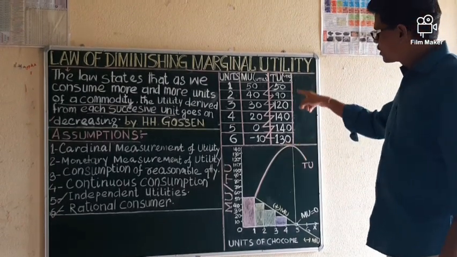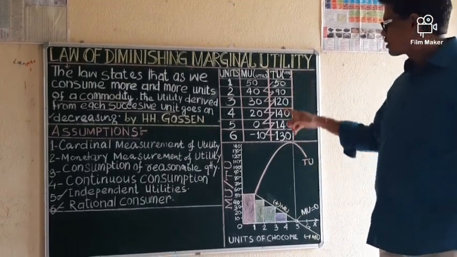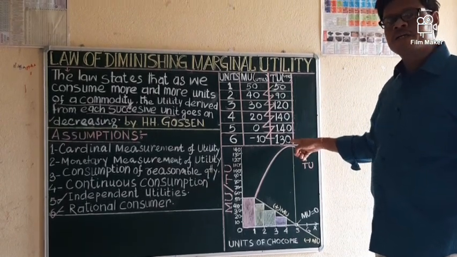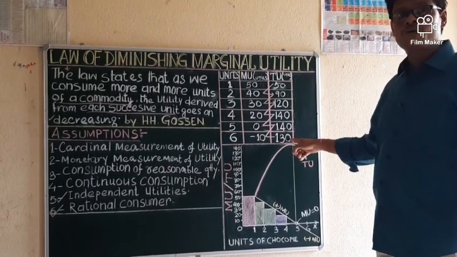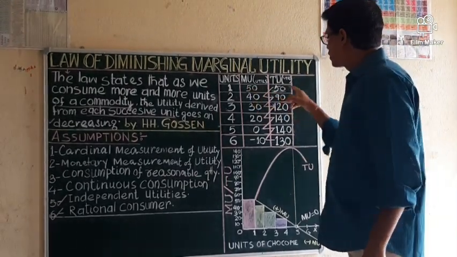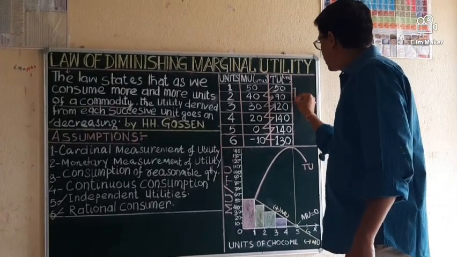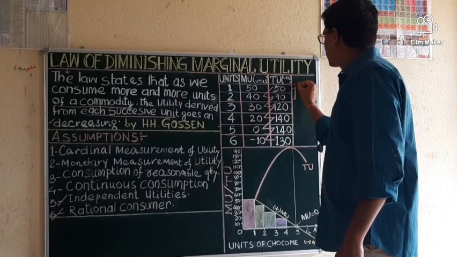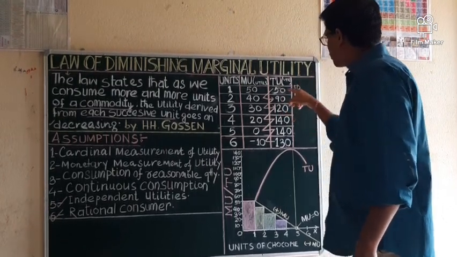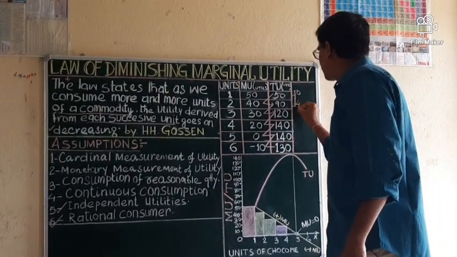Now what we need to note is here the behavior of our total utility. Total utility is increasing but at a decreasing rate or diminishing rate. How are we knowing that it is diminishing? Now see here. The first unit is giving us 50, so the growth is 50, and from 50 we are going to 90. So the rate of growth is 40 here.